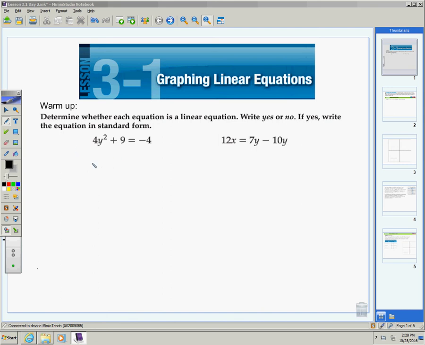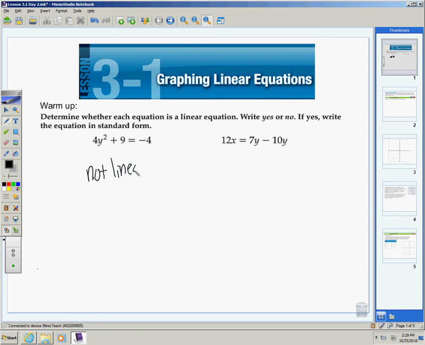This lesson we're going to continue talking about graphing linear equations, and for a warm-up it's basically what we did yesterday, determining if something's linear, and if it is we want to write it in standard form. So go ahead, pause the video and try it, and then when you're done, unpause the video and see if you're right. So for this first one, it's obviously not linear.